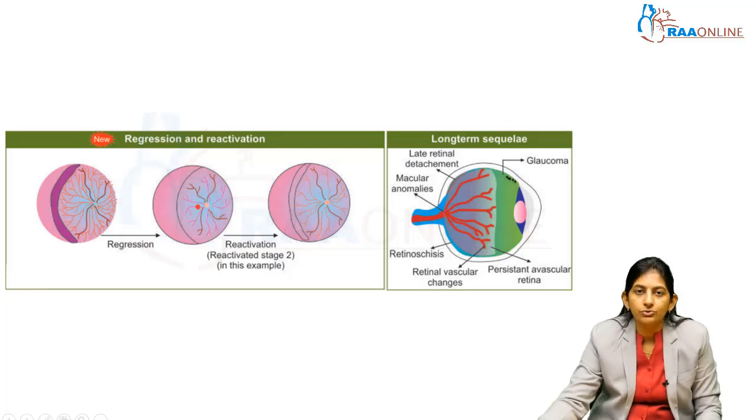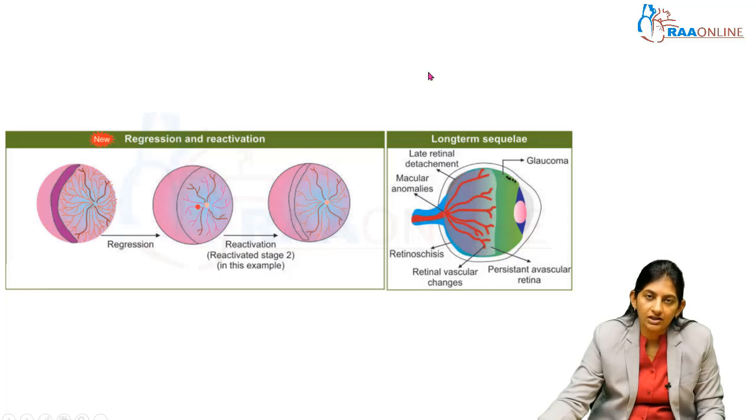So what happens once you do not treat ROP? What are the long-term sequelae? The long-term sequelae include one that we have seen already, that is stage 5, complete retinal detachment. Because of involvement of the optic nerve, there can be macular anomalies. There can be vascular changes, that is retinal hemorrhages and retinal vascular changes. Retinoschisis can be there, and permanent or persistent avascular retina. The whole retina can be devoid of blood vessels. And glaucoma. Because of the increased VEGF production, there can be glaucoma also.